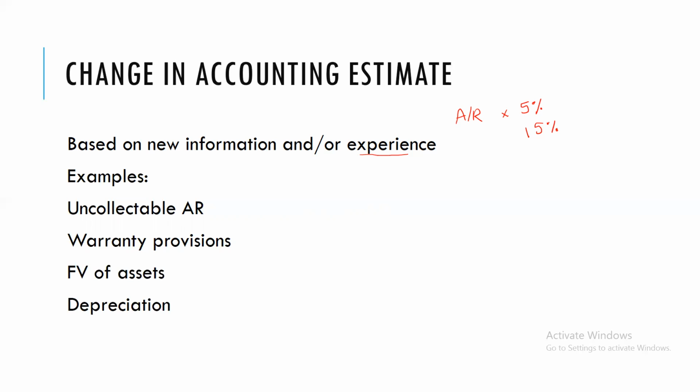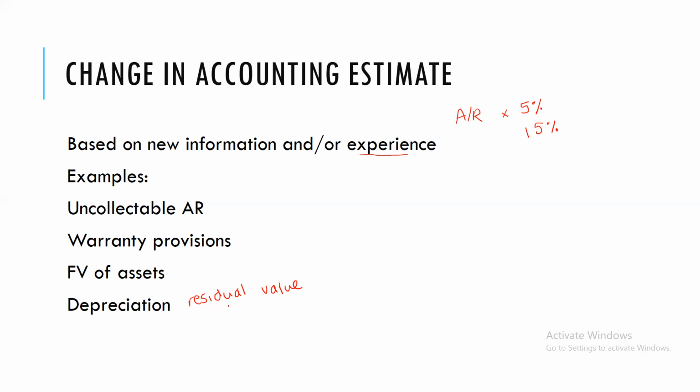Depreciation would also be classified as a change in accounting estimate. So under depreciation, you have your residual value, right? So your residual value is an estimate. So if you think you're going to get $15,000 after the use of equipment, for example, after you finish using it, and you realize during the years that you're using it that you probably won't get $15,000 because of all the wear and tear, then you would have to change your estimate for your residual value.